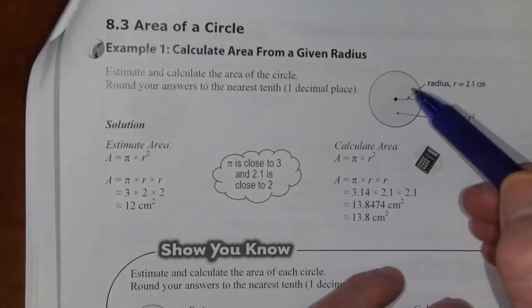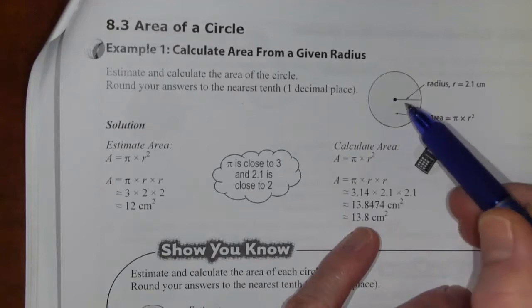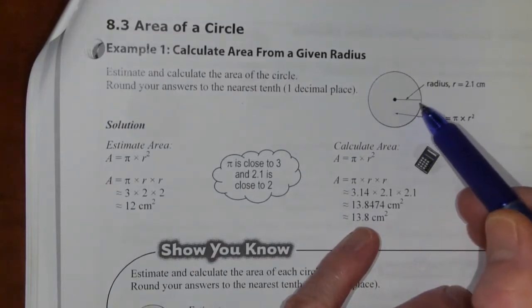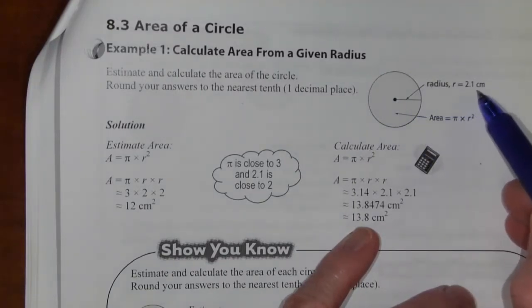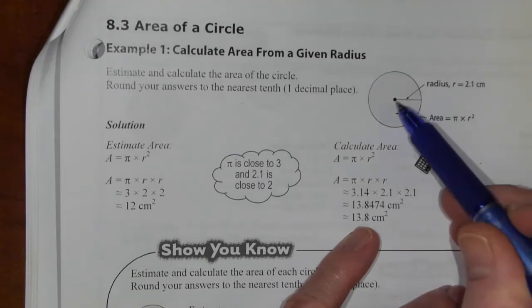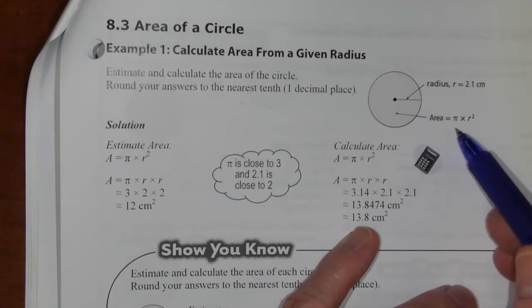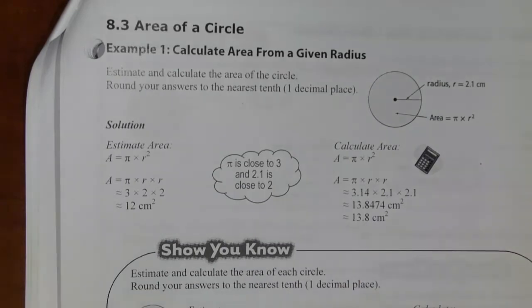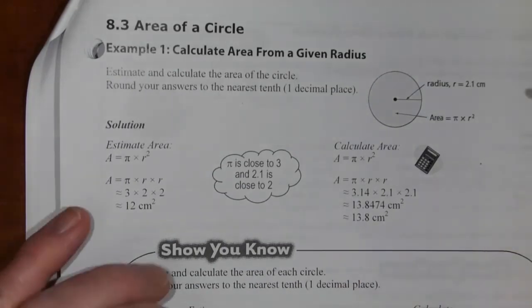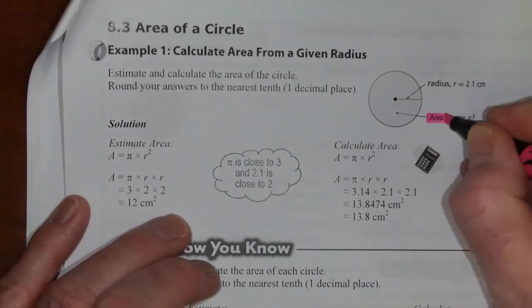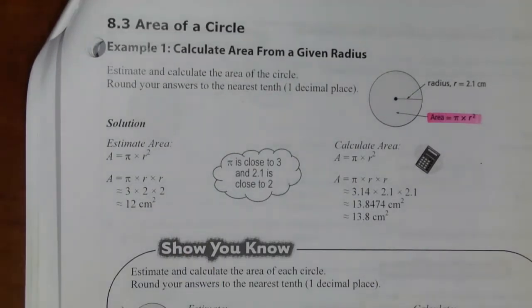So first up, let's study the diagram here. I've got a circle, the center is marked, I have a radius showing here, and that radius is labeled as 2.1 centimeters. Area of a circle, and here's my formula, is given by pi times r squared. Area of a circle is pi r squared, where r is radius and your pi, we're going to use 3.14.